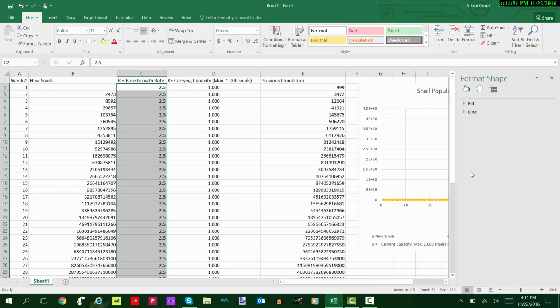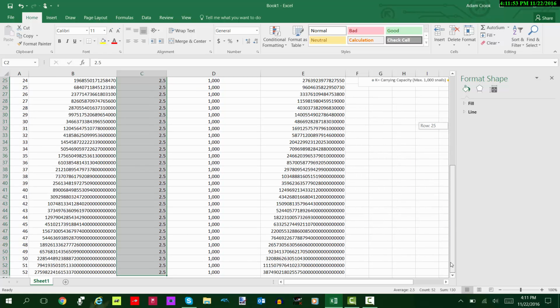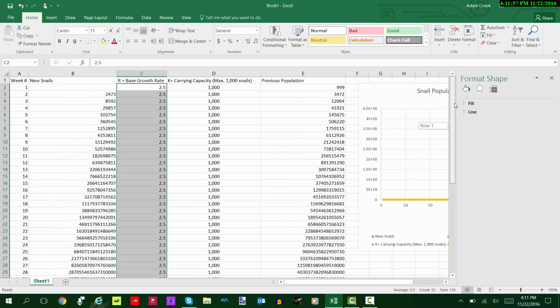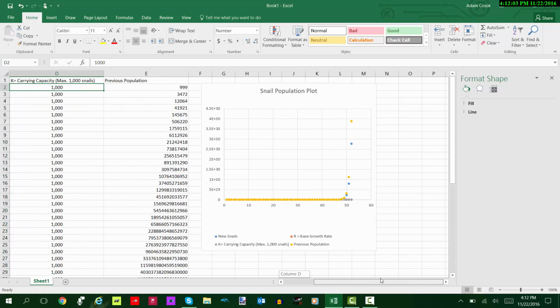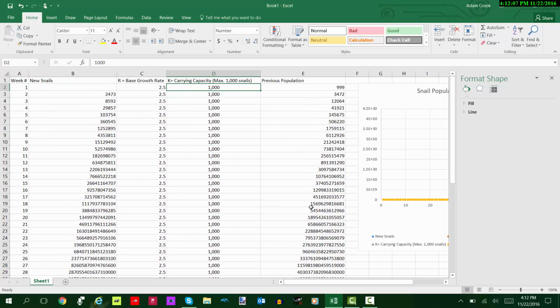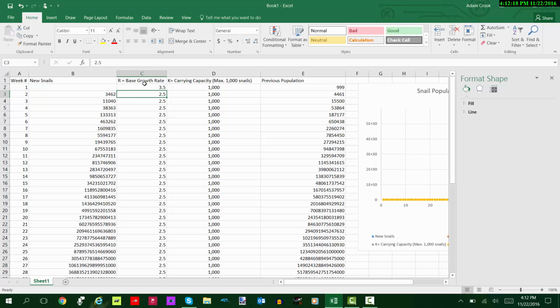Yeah. All right. Well, there you go. That's lots and lots of stuff. You went to 2.5 already? 2.5 growth rate. Oh boy. At 1,000 capacity, we still, it's not gonna stabilize. That's the thing. Try 3.5. I'm guessing the only way it's gonna stabilize is if snails die.